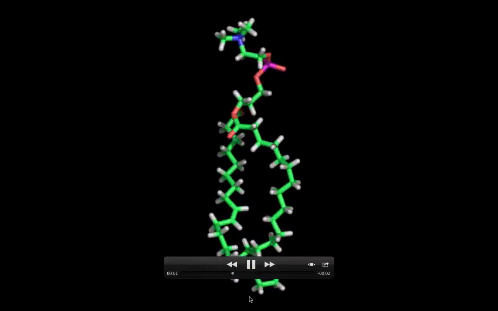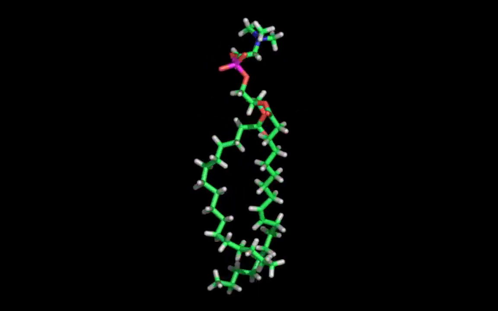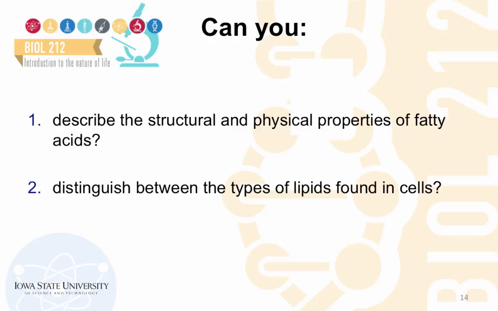This 3D computer model shows the basic structure of a phospholipid. This concludes an overview of lipids. At the end of this short section, I would like you to be able to answer these two basic questions.